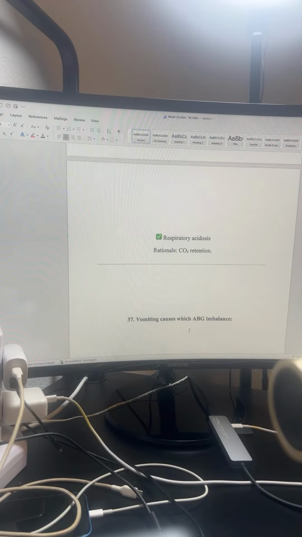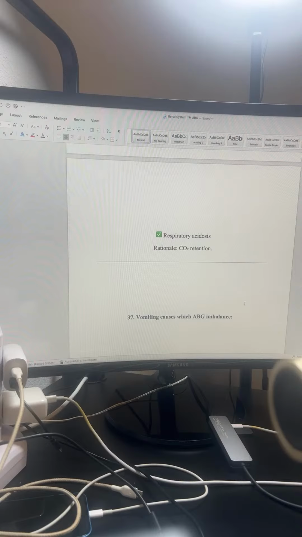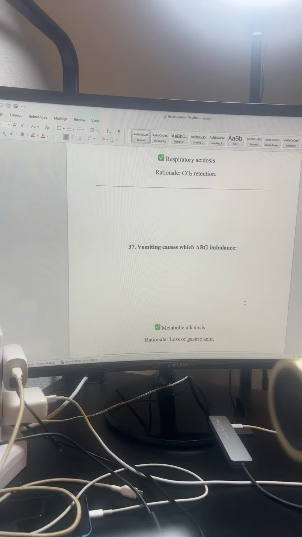Not a problem. Vomiting causes which ABG imbalance? Metabolic acidosis, J. Loy. Acidosis or alkalosis? Alkalosis. So it's going to be a metabolic problem, but it's an alkalosis problem. Metabolic alkalosis. So you're losing all of that gastric acid.